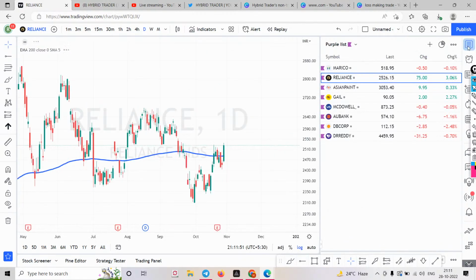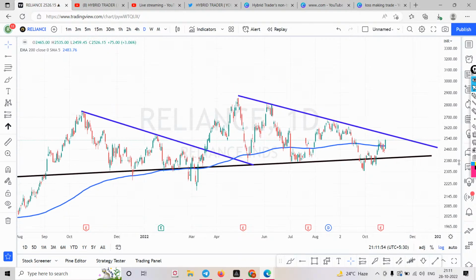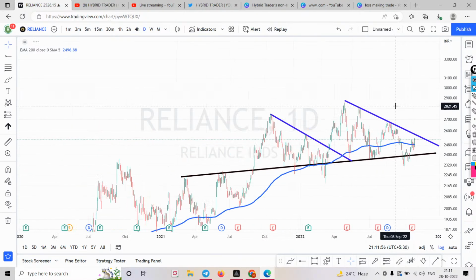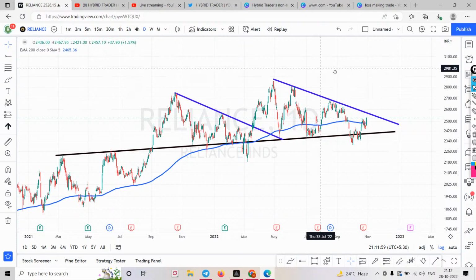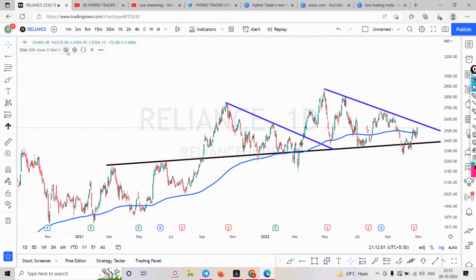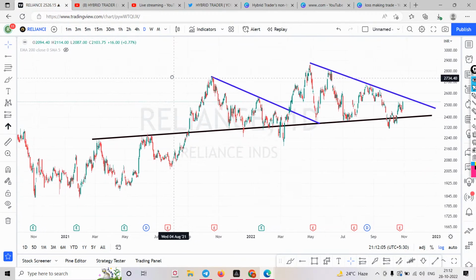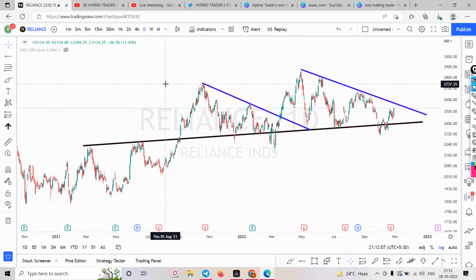Why did I enter Reliance? Simple, friends. See, this is my price action. You will be surprised to see this price action. Let me disable the 200 moving average. Okay, this is price action. Maybe for the majority of the folks, this looks like junk lines here. I'll try to explain it to you.